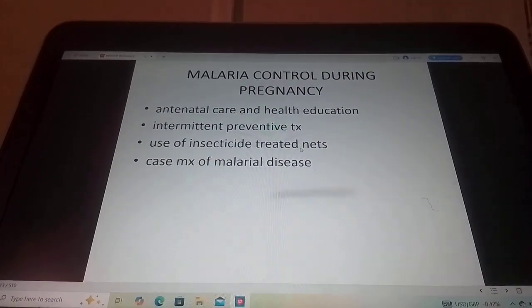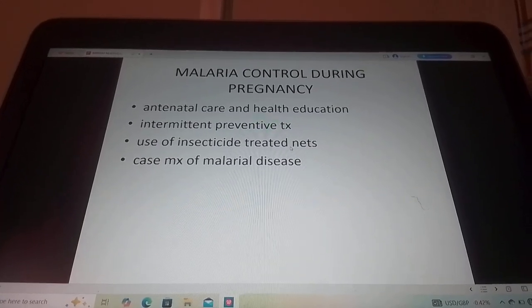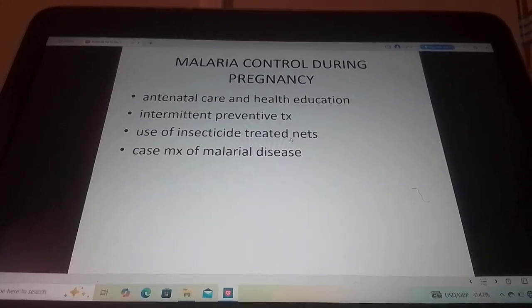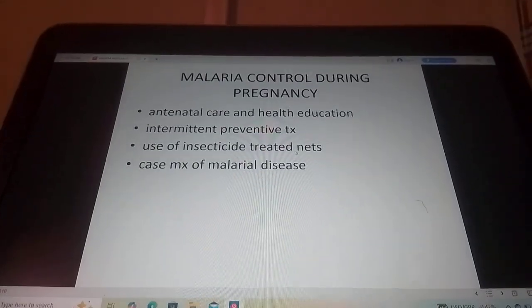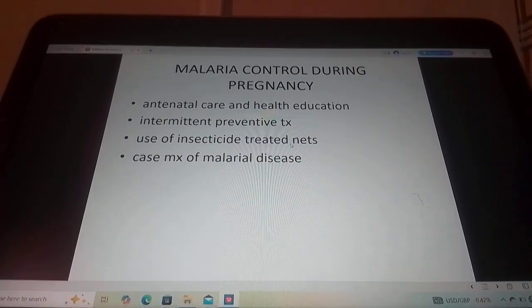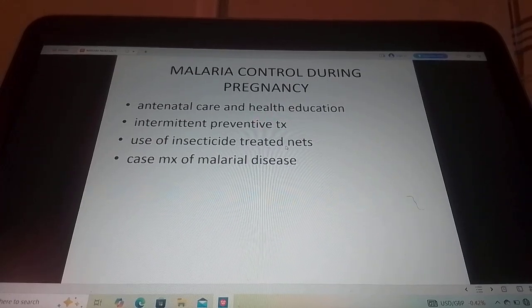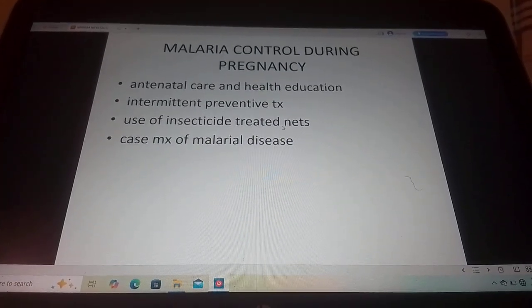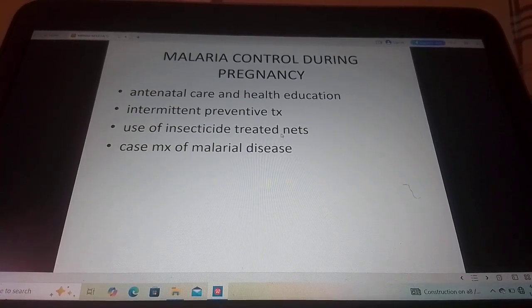So now, malaria control in pregnancy. We are saying that antenatal care is very important, and health education as well. Intermittent preventive treatment is also very important. Use of insecticide treated nets is very important. Clearing of bushes is very important. Then case management of malaria disease is the key one that we are looking at.